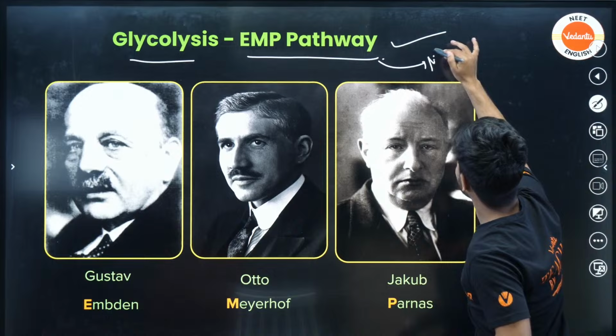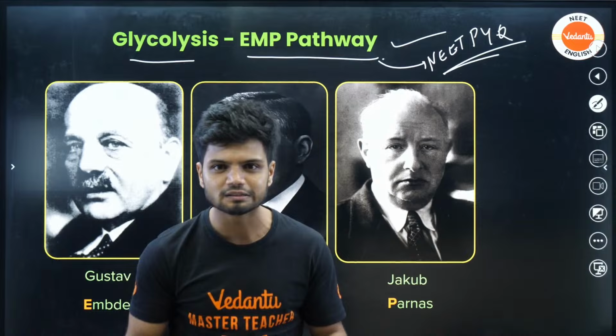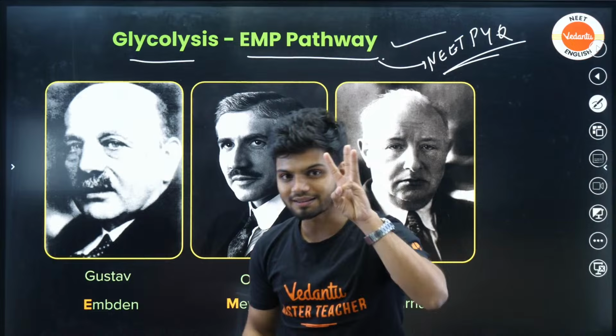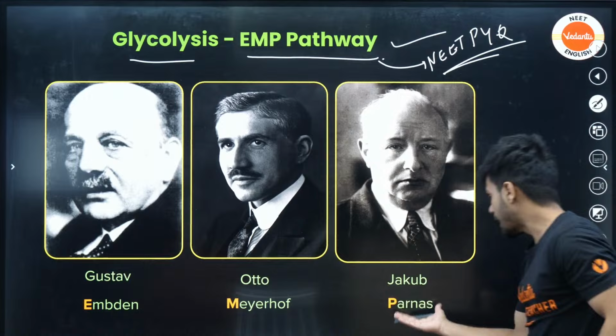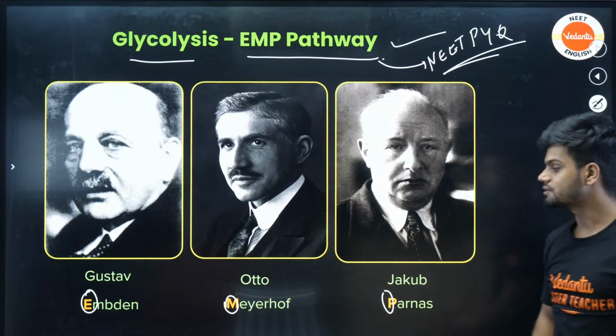This right here is a NEET PYQ. It's the EMP pathway. What is the meaning of EMP? This pathway was discovered by three eminent scientists, namely Emden, Meyerhof, and Parnas. The first letter of each scientist, E from Emden, M for Meyerhof, and P for Parnas, was taken up, and that's why it is called the EMP pathway.